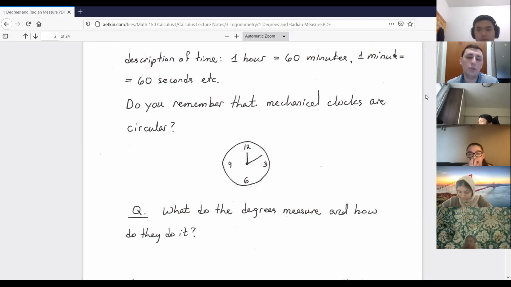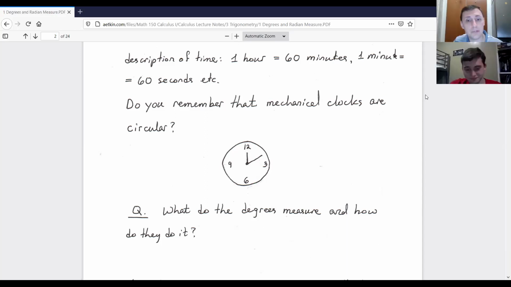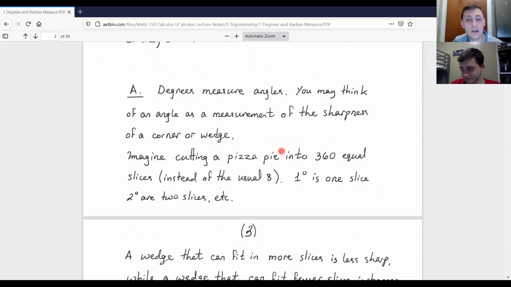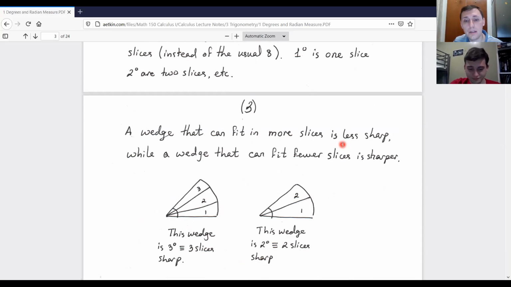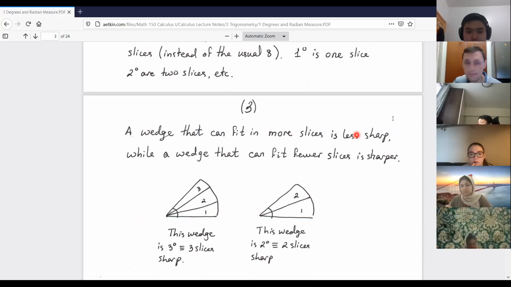And how do we measure sharpness? We can take a standard unit of sharpness, which we decide to be the degree. And how do you make that standard unit of sharpness? Very simply, guys. Let's say take a pizza and cut it into 360 equal wedges. So a Babylonian pizza is sliced into 360 slices.